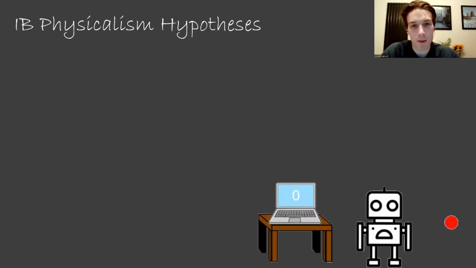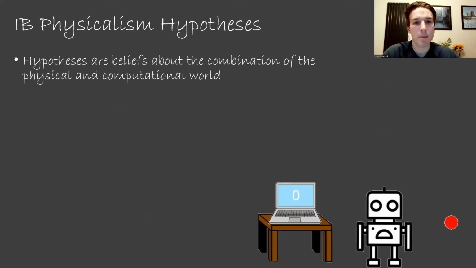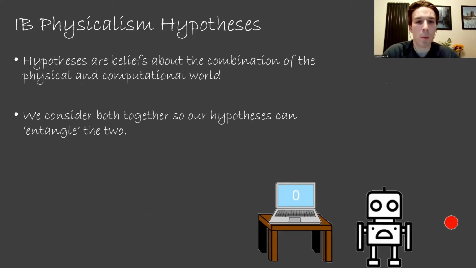Okay, so that's the space we have hypotheses over, but what about the hypotheses themselves? Hypotheses are beliefs about the combination of the physical and computational world. The reason we want to consider both the physical and computational worlds together is because we want to be able to think about how each one relates to the other. For example, I might press a button in the physical universe that causes a computation to be run. The output of that computation will then show up on a screen somewhere in the physical universe, so these things can affect one another.